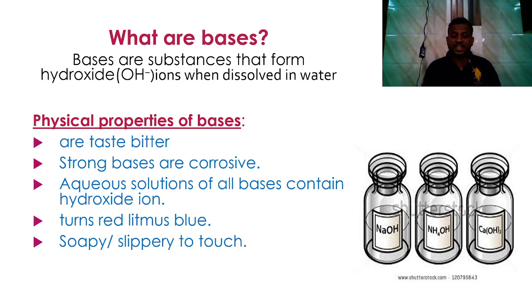Bases turn red litmus paper into blue color. When we conduct the litmus paper experiment, the red litmus paper is converted into blue. The next property of the bases is that they are slippery to touch. When we touch a base, it feels slippery. It slides on our fingers.